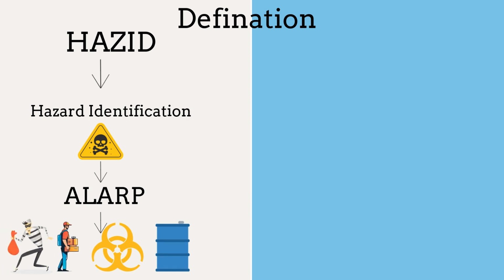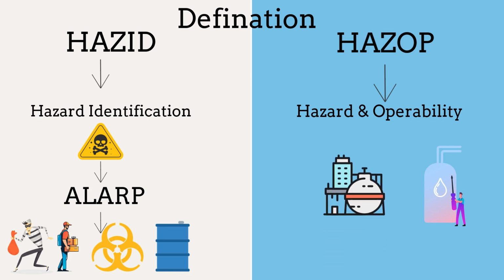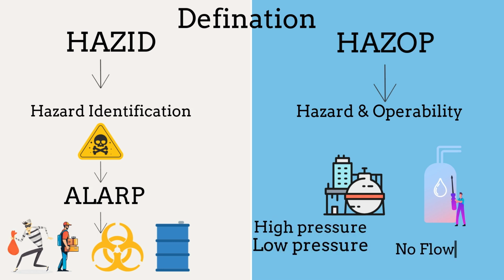On the other hand, HAZOP stands for Hazard and Operability. HAZOP is a systematic approach used to identify process hazards and operability issues within process systems and equipment. It uses a set of guide words combined with process parameters to develop deviations, helping to uncover potential risks. The following are some examples for HAZOP guide words: high pressure, low pressure, no flow, and more flow.